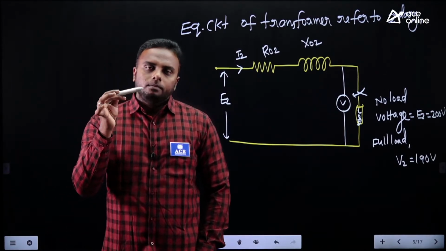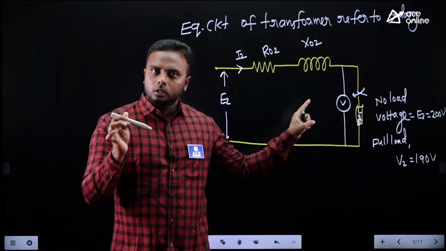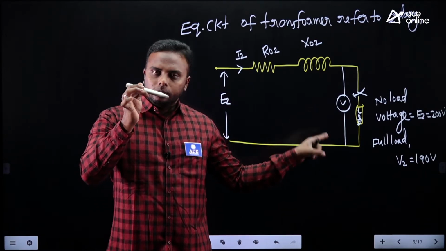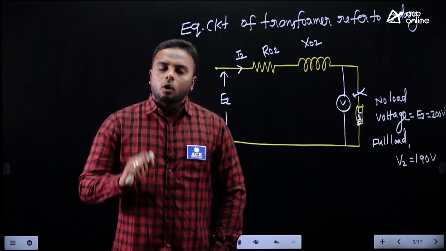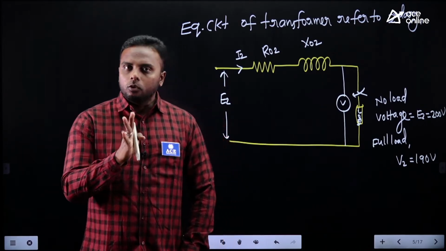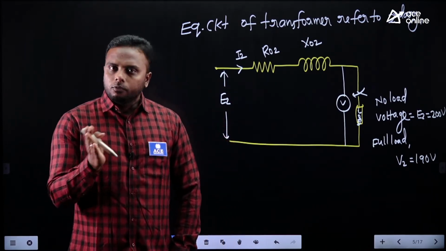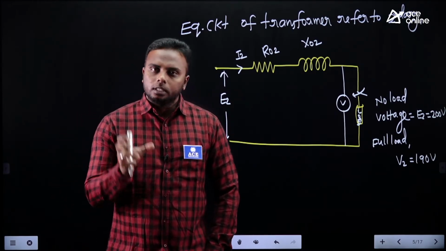Whenever the switch is open, the voltmeter is showing 200 volts. Whenever the same switch is closed, the same voltmeter shows 190 volts. So how much change is observed from no load to full load condition? A 10 volt change is observed.